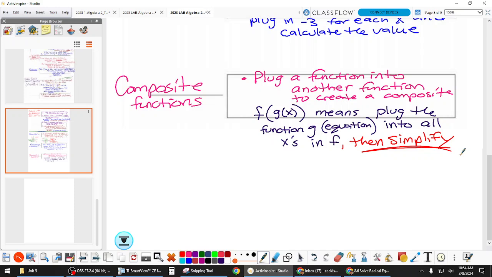Because we're going to use this idea of composite to check if functions are inverse. So it is important that you get it. Okay? You could give yourself a little reminder to leave room and using parentheses. Okay, so leave room to plug stuff in.